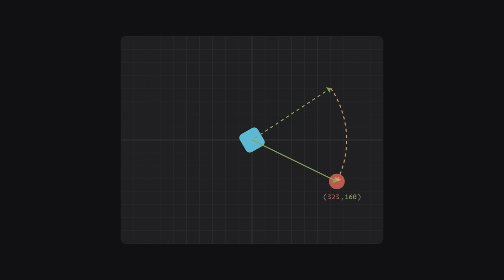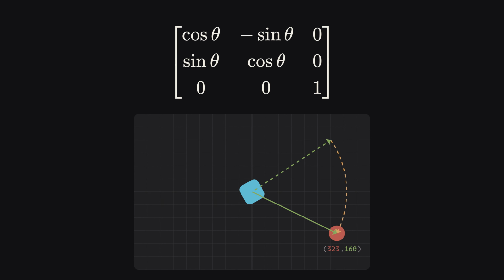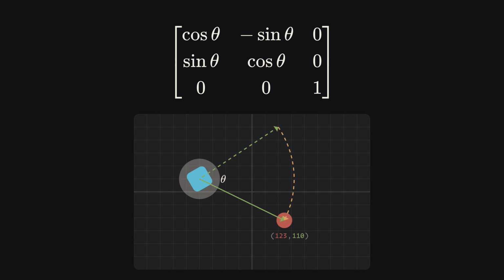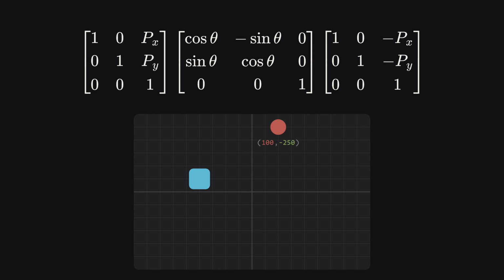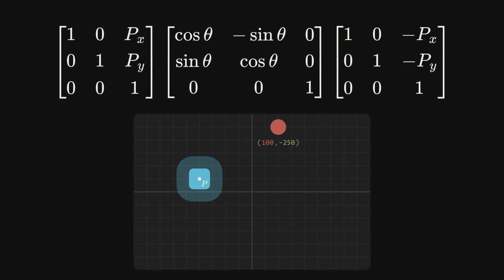A transformation matrix for a rotation looks like this, where theta is the angle of rotation. However, this is for a rotation around the origin, and we want to rotate around the rectangle's position. This sounds a lot more complicated than it actually is. The way you rotate around an arbitrary point is kind of brilliant in its simplicity. It's made up of 3 parts, each of which can be represented by its own transformation matrix, where P is the point we want to rotate around.